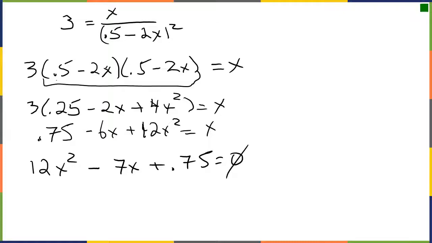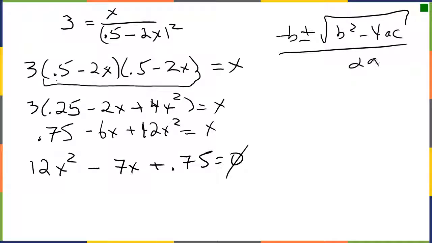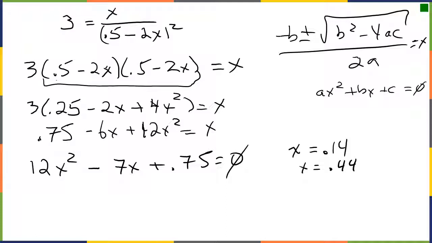If you haven't got the quadratic plugged into your calculator, you're going to have to remember that negative b plus or minus the square root of b squared minus 4ac all over 2a is going to equal x, where this comes from ax squared plus bx plus c is equal to 0. Plugging this in, you're going to find two values for x corresponding to plus and minus. Only one of these is going to be reasonable. When I plugged this in, I got x was 0.14 and I got x was equal to 0.44. So which one of these is going to work?